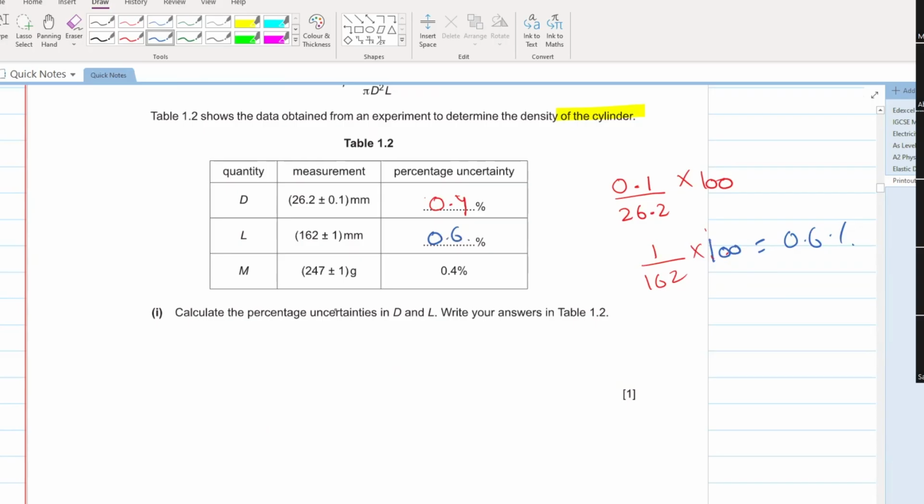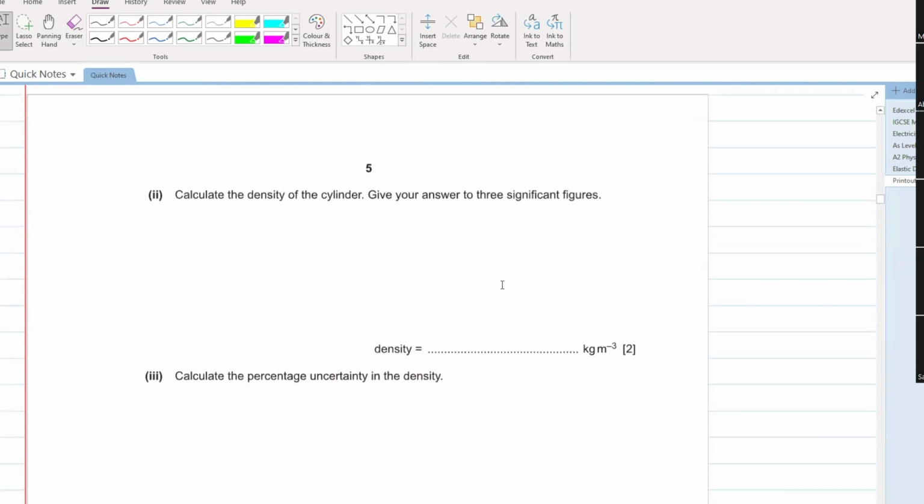Let's write it here. Calculate the percentage uncertainties in D and L. We have done that. Perfect. Let's further move ahead. You have to calculate the density of the cylinder. Give your answer to three significant figures.